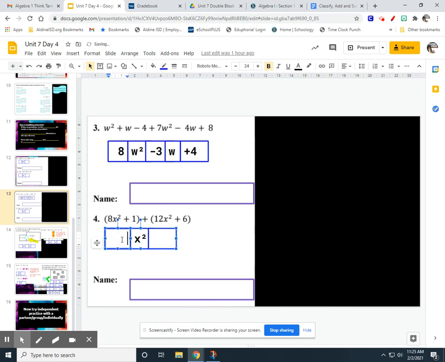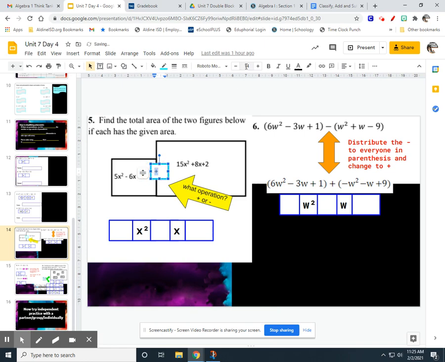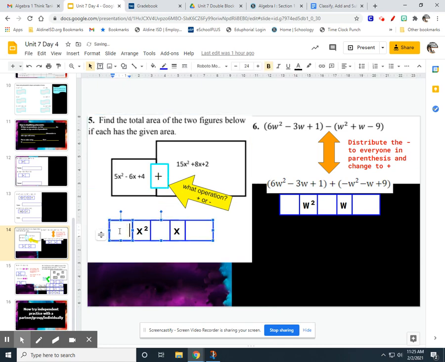Here, 8 plus 12 is 20. 1 plus 6 is plus 7. All right, right here, it wants you to find the total. So the total means that that should be a plus sign. So I'm going to make this bigger so we can see it. There's my plus sign right there. So I'm adding 5 plus 15 is 20. Negative 6 plus 8 is plus 2. And then plus 4 plus 2 is plus 8.